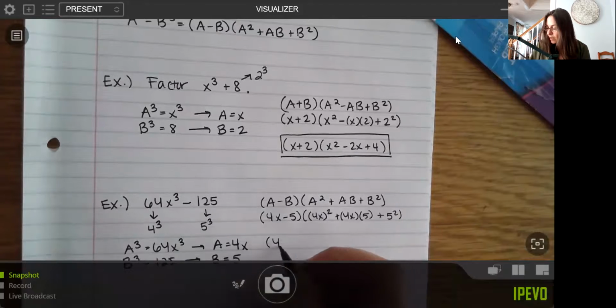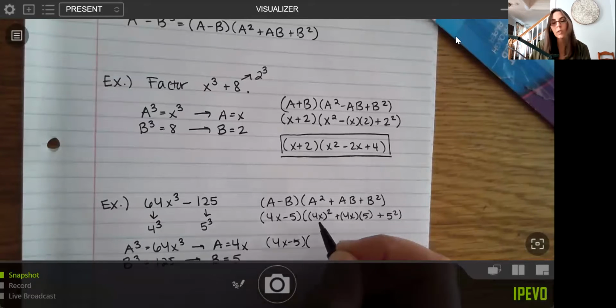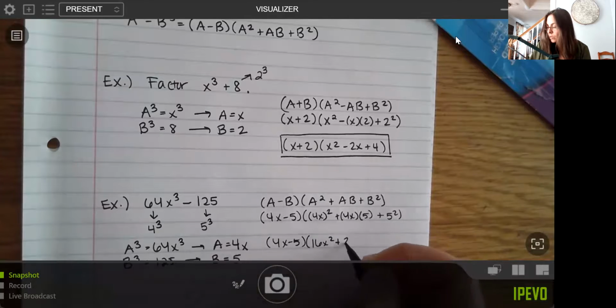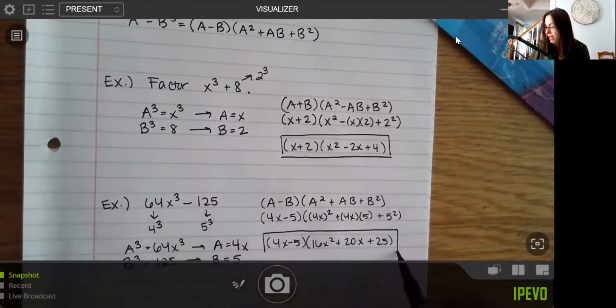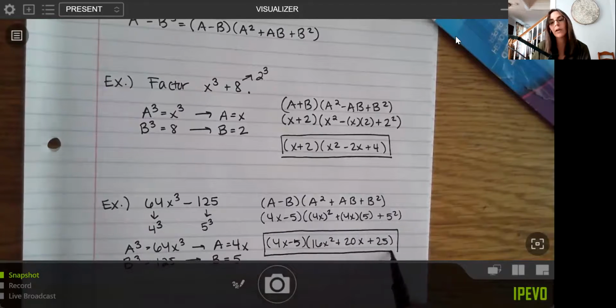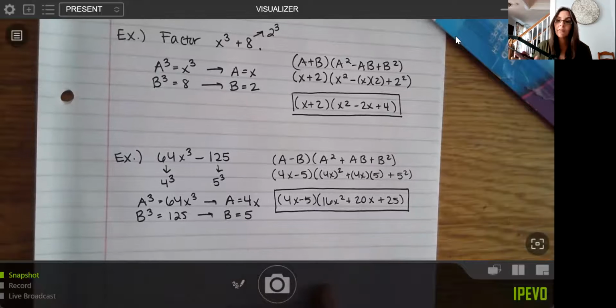So I'm going to simplify here. So 4x squared, I square both parts. So that would be 16x squared. Here, 4 times 5 is 20, so 20x. And then 5 squared is 25. And again, these are going to be broken down as far as they can go. So you don't have to worry about checking or anything like that. That's going to be your final result.